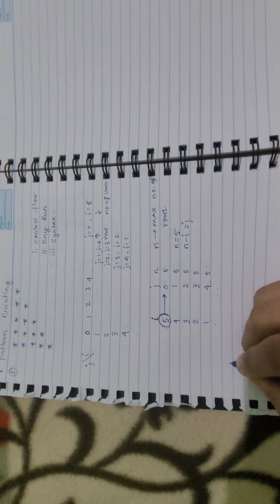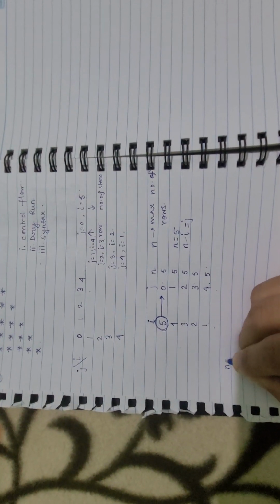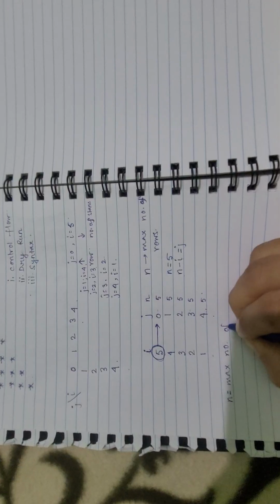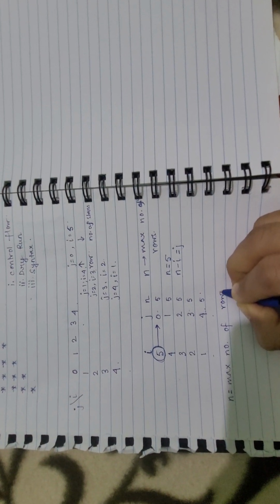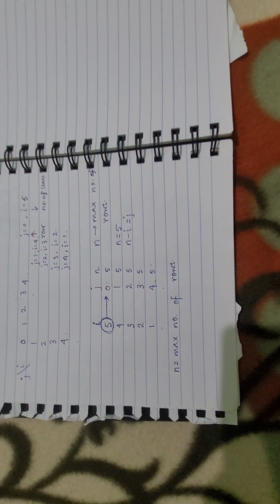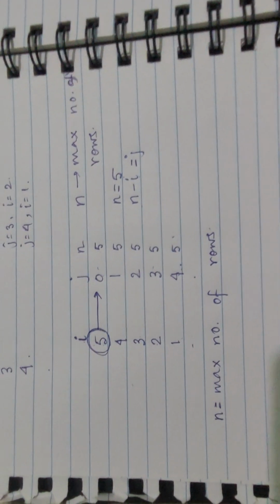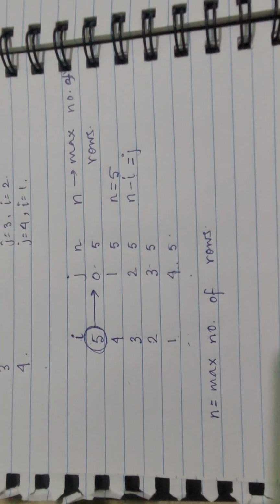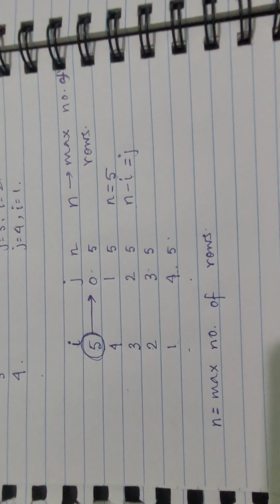It's okay. So how should the flow go on now? First, let's write the pseudocode. First you will have to give n equals to the max number of rows. This will be an input from the user. The user has to input, because you don't know how many maximum rows there will be. So the user will have to give some input, so that the computer will understand how many maximum rows will be there.